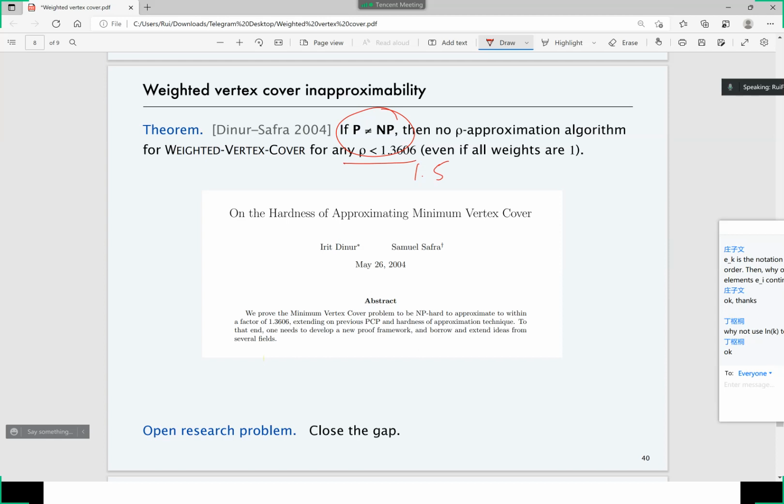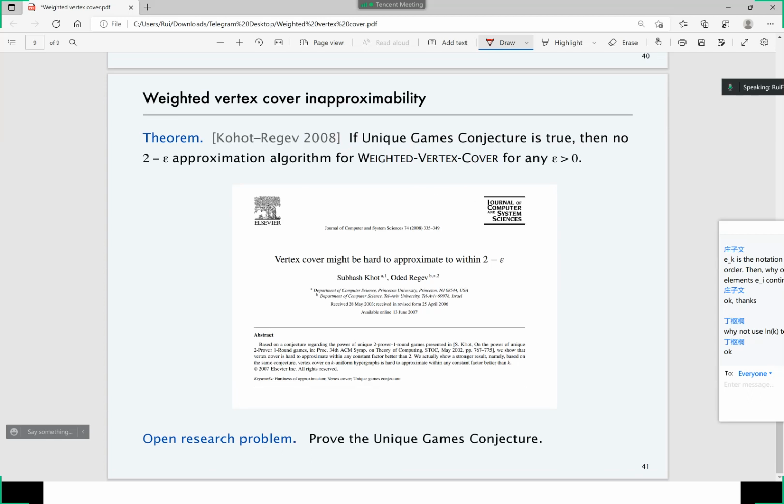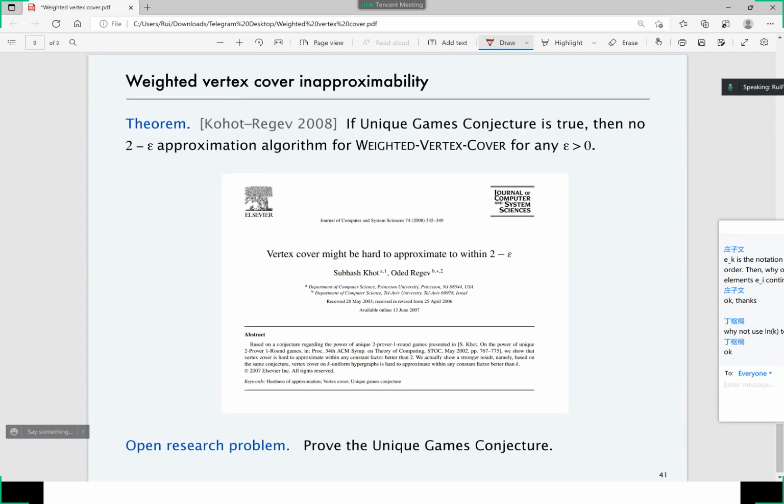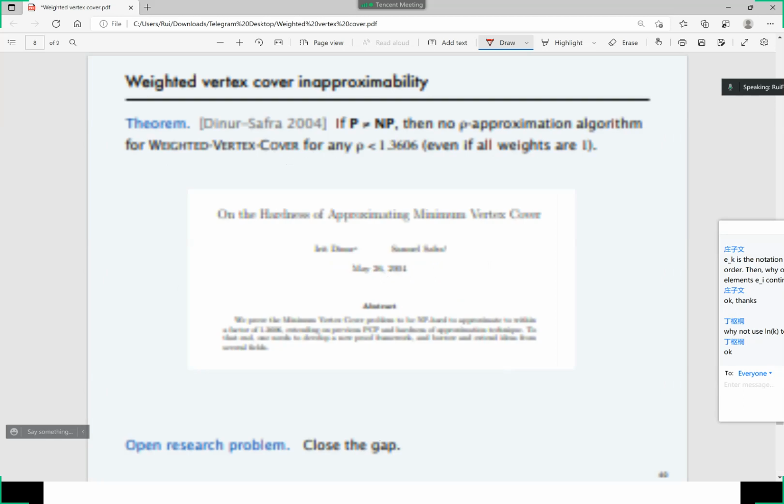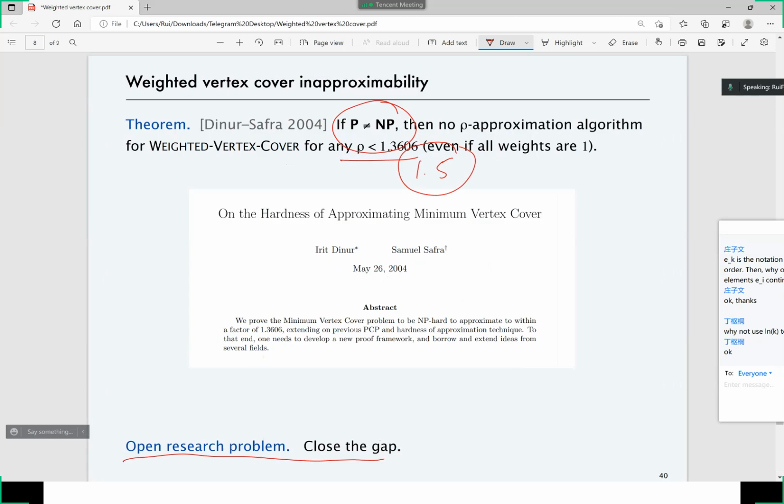And so it's an open question whether it's possible to find an approximation which is better than 1.36, which is slightly larger than 1.36. So this is an open problem right now. But many people suspect that it's not possible to find such an algorithm, for example, a 1.5 approximation.